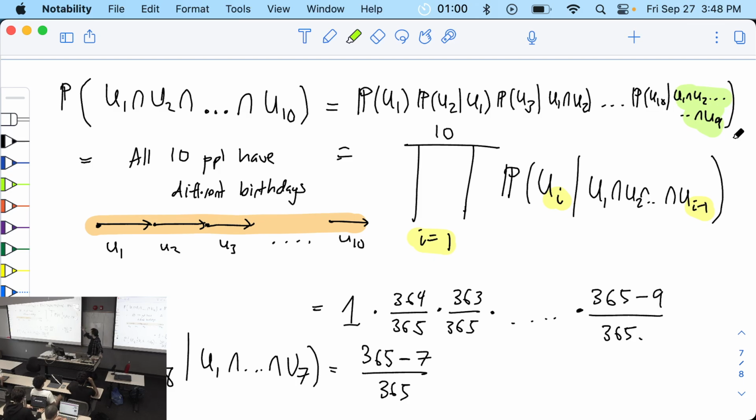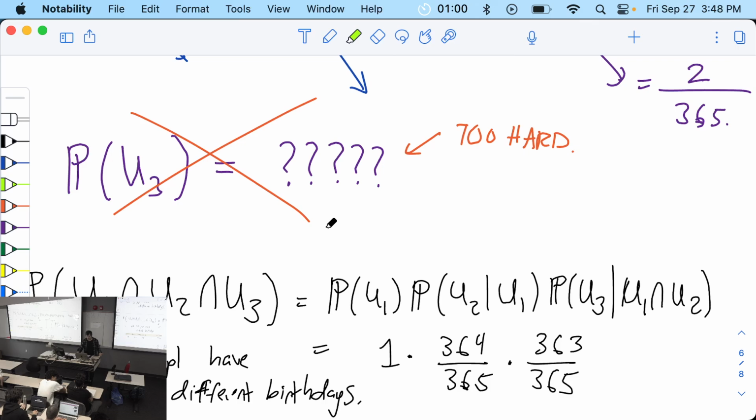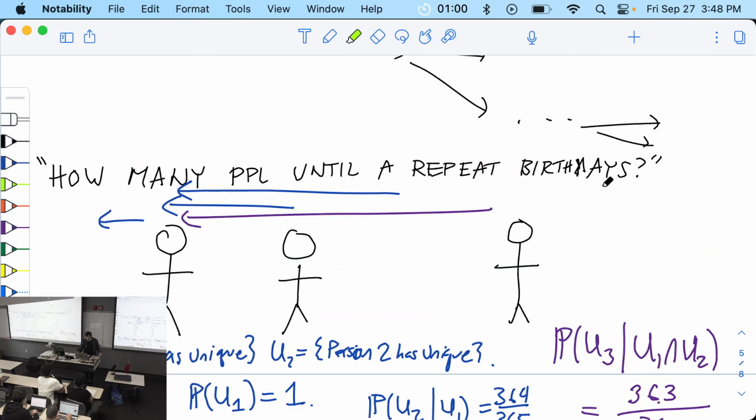All right, so we kind of have the theoretical answer. It's still a little bit cryptic, because we haven't answered the original question, which is how many people will it take, right? For any fixed number of people, we can say what's the probability it takes 10 people or less than 10 people. But how do we answer this kind of question?